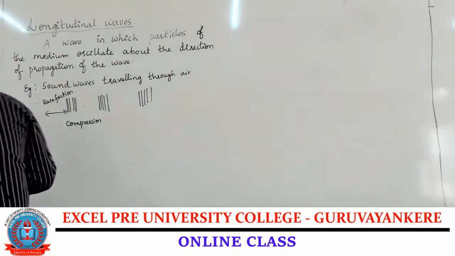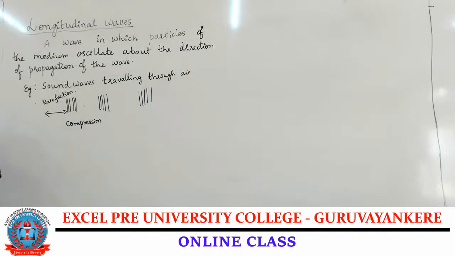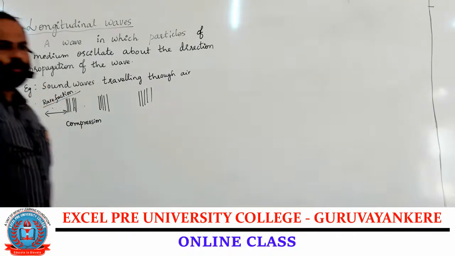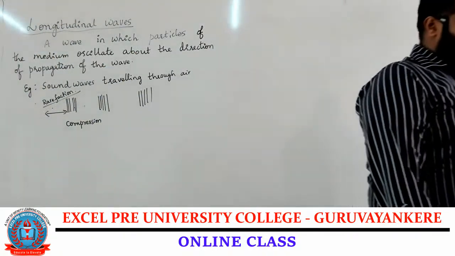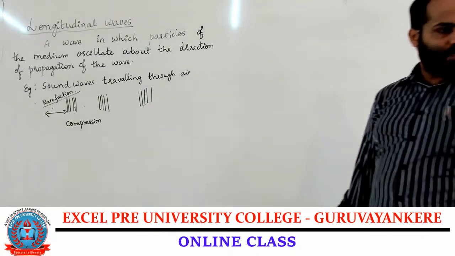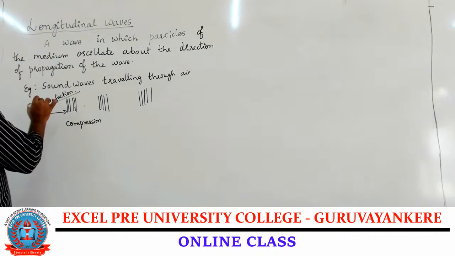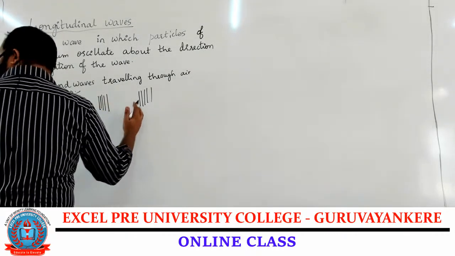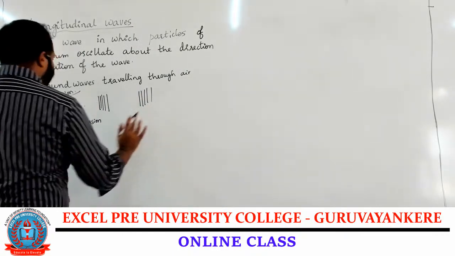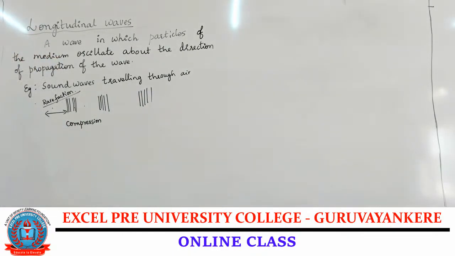So the sound waves move due to a series of alternate rarefaction and compression. Rarefaction is called region of lower density. Compression is called region of higher density. Okay. So sound waves keep moving as rarefaction and compression. Hope all these things are clear to you.